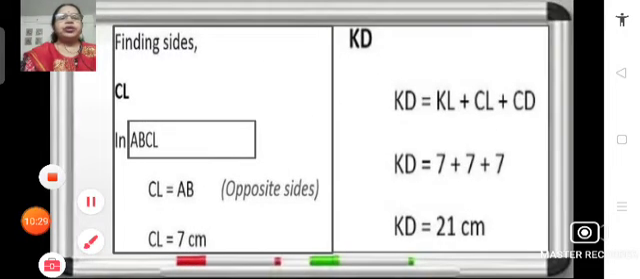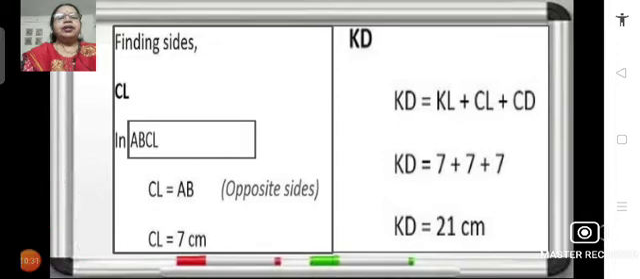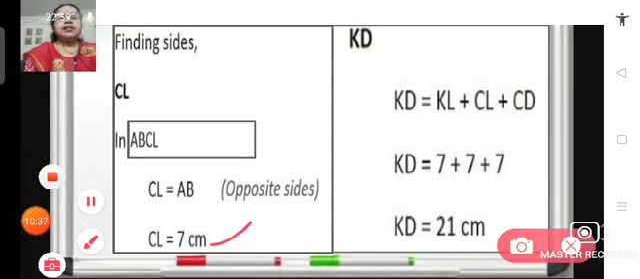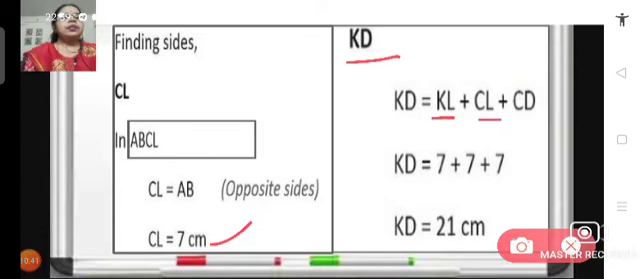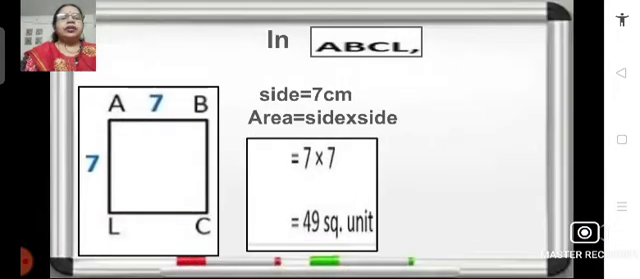That's what we have shown here in the figure. CL is equal to AB, so CL will be 7 centimeter, and KD will be KL plus CL plus CD, so it will be 7 plus 7 plus 7, or 21 centimeter. Now we have the lengths of all the sides of the figures, so we can find their areas separately, and then find the total area of the figure.